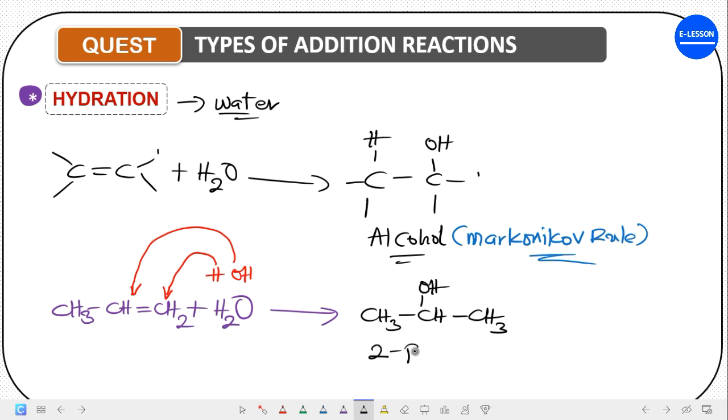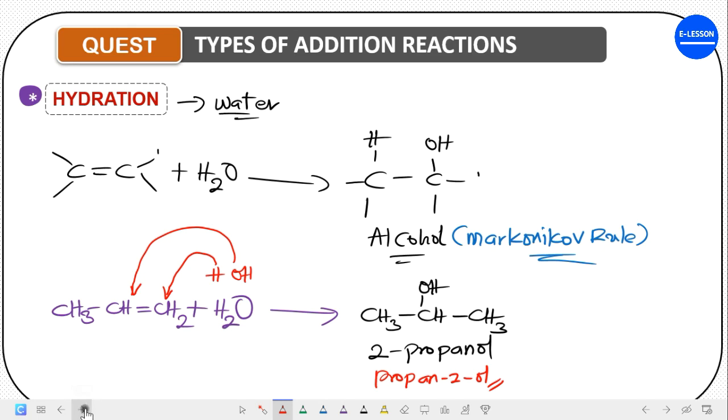This is 2-propanol, or we can say propan-2-ol. Now, you call it 2-propanol, or you can call it propan-2-ol. Okay? So that is the product of that reaction. It follows the Markovnikov rule. So if you are given any question, you should be able to know which of them we are actually talking about. This is hydration reaction.